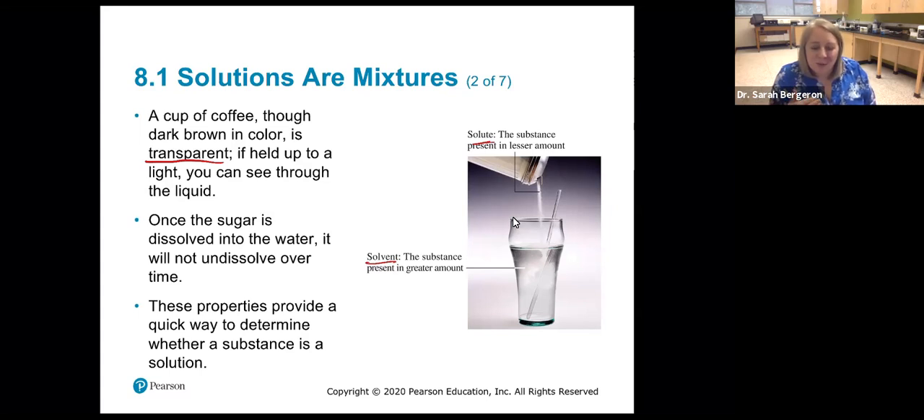Like if you had a bottle of water, you uncapped it, you put your sugar in, you mix it up, you cap it. The sugar is going to stay in solution. And so you could come back a week later and it's still in solution, right? And so it will not undissolve over time. Nothing will settle, none of that kind of stuff. It'll stay distributed evenly. And these are properties that allow us to say this is a solution.